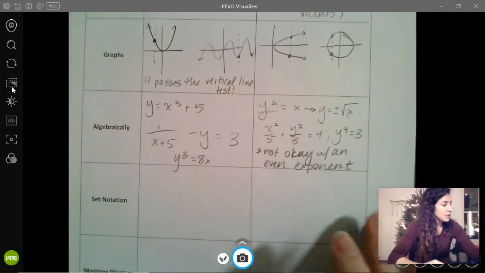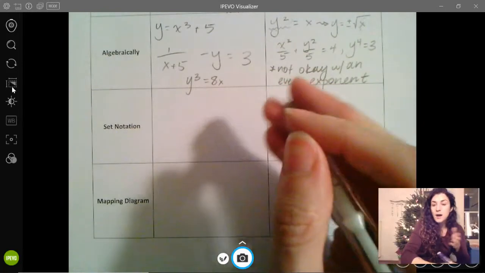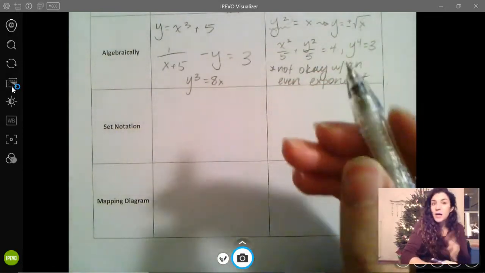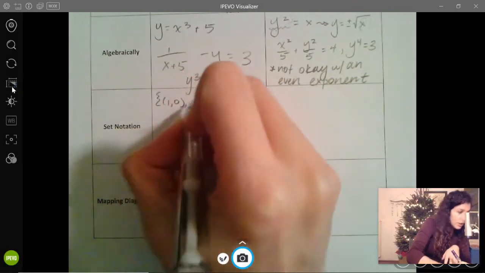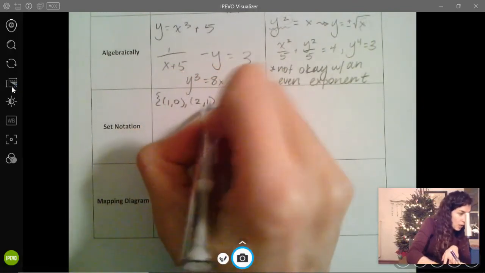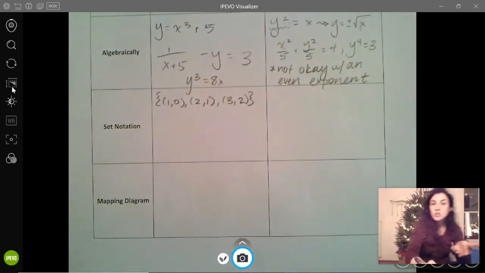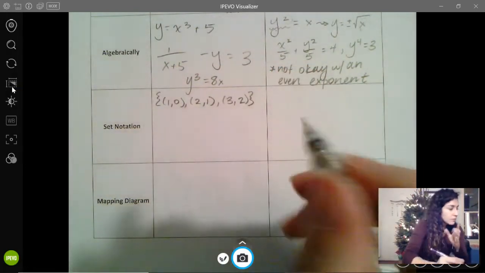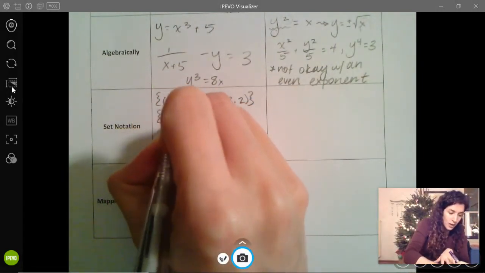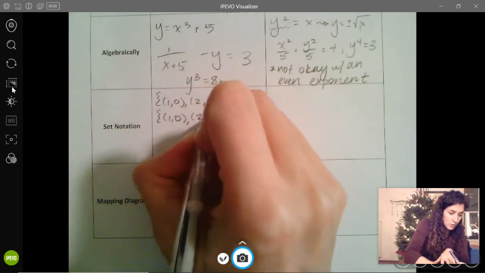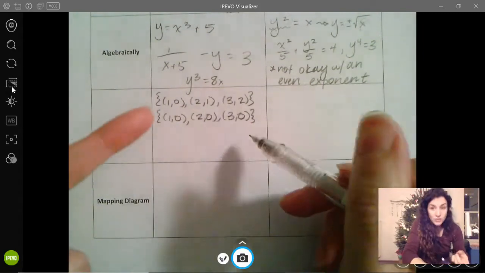Okay, our last two relations. The first one is set notation. And so remember that set notation is just a list or a set of points. And so you can have a set that looks like this: (1, 0), (2, 1), and (3, 2). And that is totally fine. It's definitely a function. You can have a few things that can be a little confusing, like (1, 0), (2, 0), (3, 0). That is also a function.